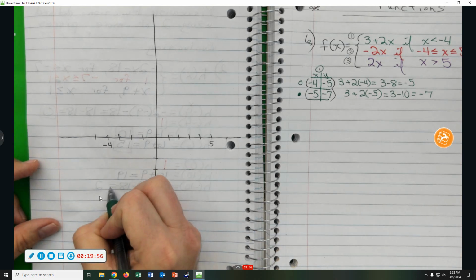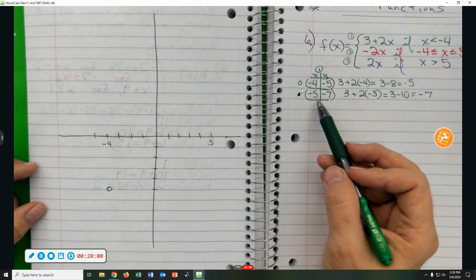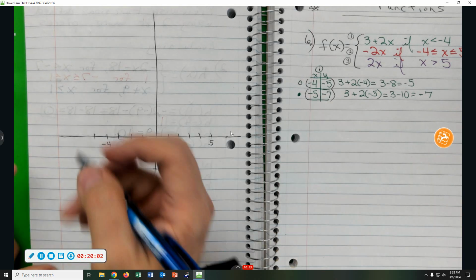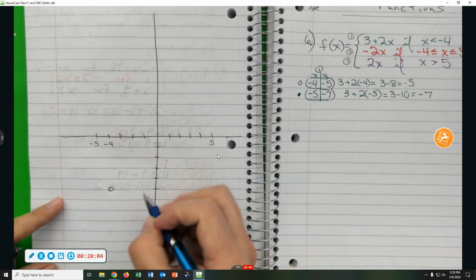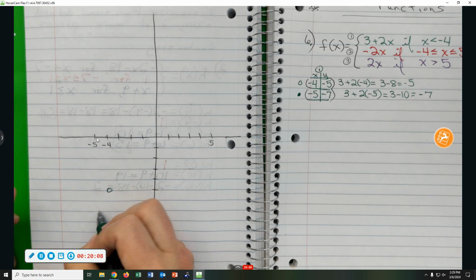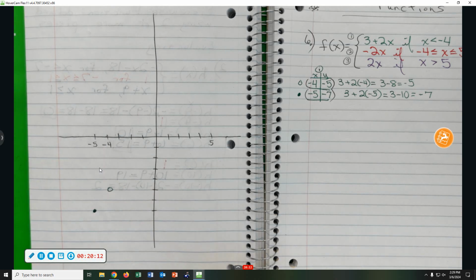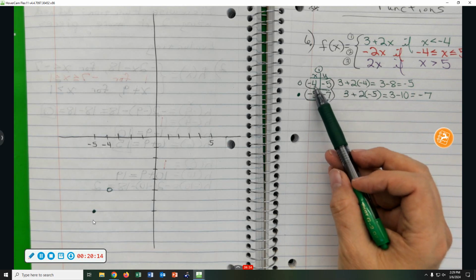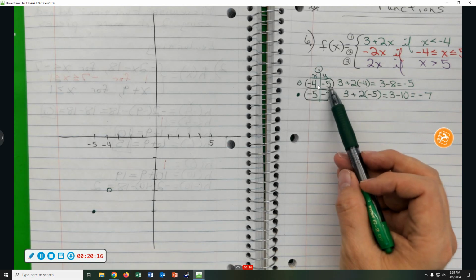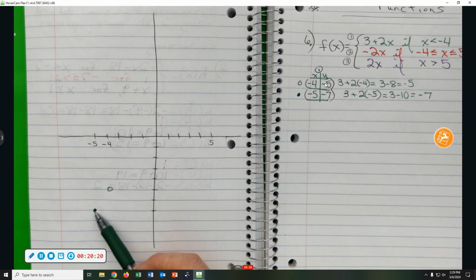Negative 4, negative 5, open circle. And then the second point we want, -5, -7. That's a plain closed dot. The graph starts at that cut point, -4, -5, the open circle. It goes towards that second point that we found.